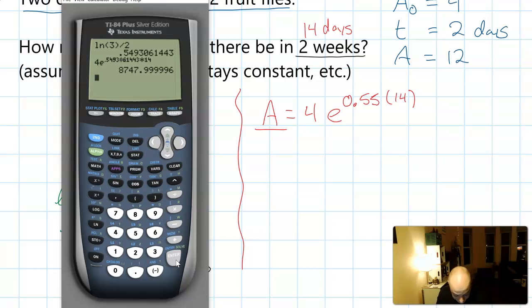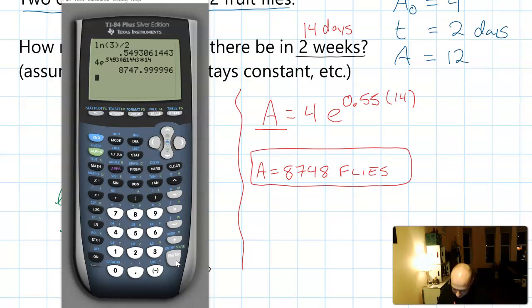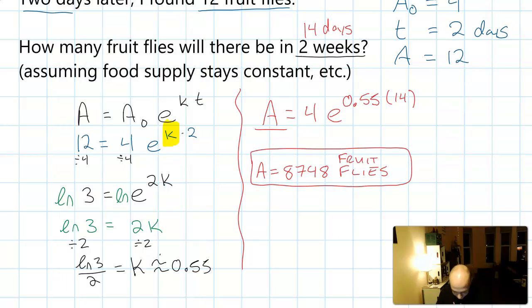We get 8,747.99 fruit flies. I'm going to round that up to A equals 8,748 flies. Maybe one of them lost a leg somewhere. I don't know. Well, that's a lot of fruit flies. But they've been growing at this rate, which is not a small rate, for 14 whole days unchecked. Doesn't surprise me that I'm pretty much swamped with fruit flies right now.